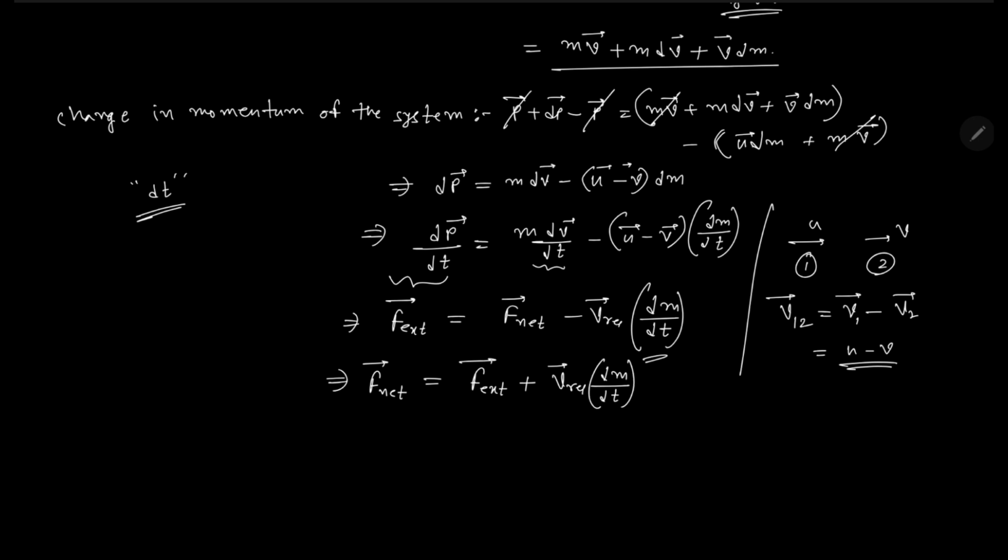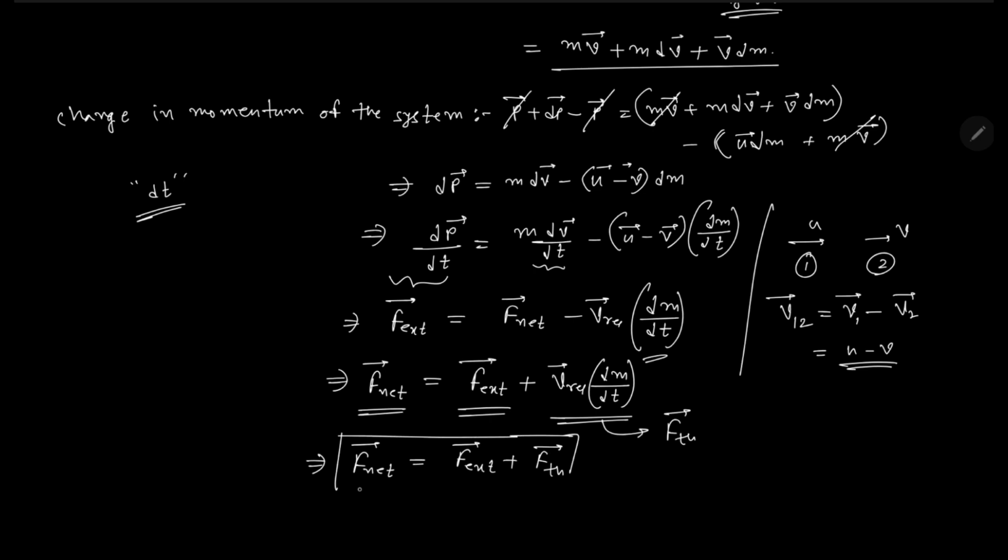Now notice another important thing here: this term is your force, this term also is your force. So this term has to represent a force, and we call this force thrust force. So we used simple dimensional analysis here. So F net is equal to F external plus F thrust force, and this is our final expression here.